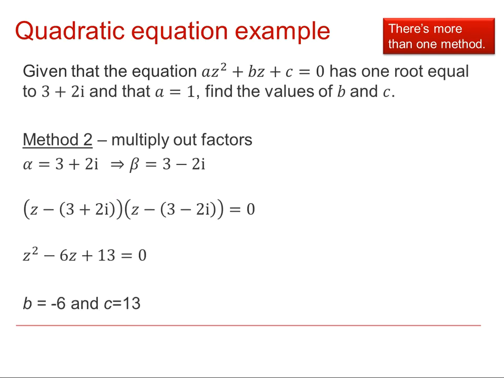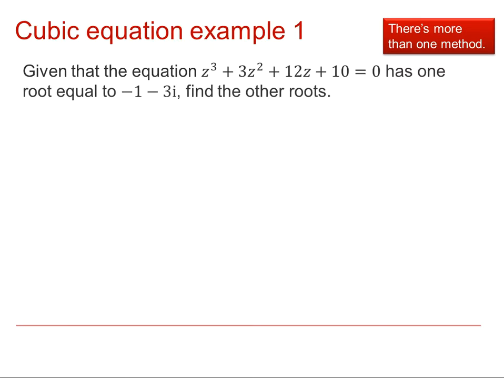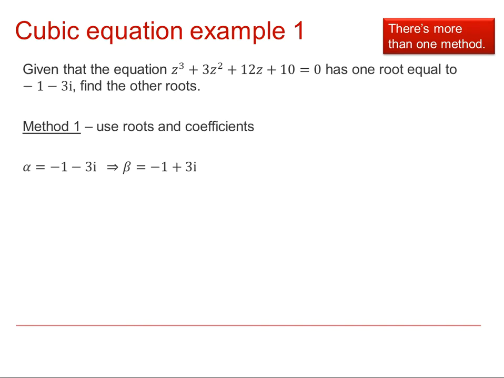Well, now I'd like to look at a similar example, but this time involving a cubic equation, where we're told that one root of the equation z cubed plus 3z squared plus 12z plus 10 equal to 0 is minus 1 minus 3i. So again, different methods. I'm going to first of all look at the method of using the roots and coefficients. So this time we've got a similar situation where if alpha is minus 1 minus 3i, the root that we're given, then beta must be minus 1 plus 3i.